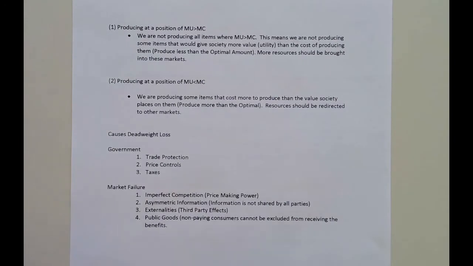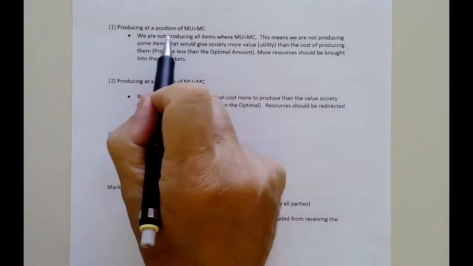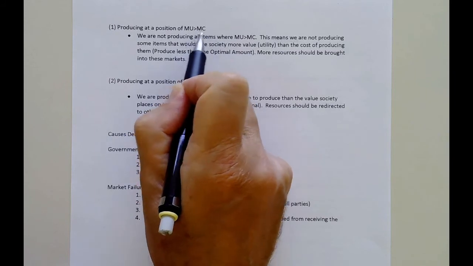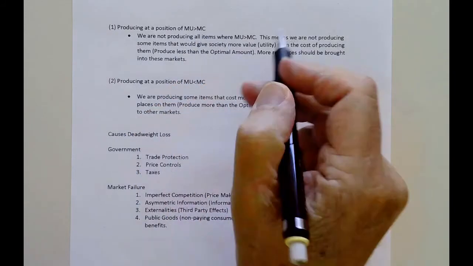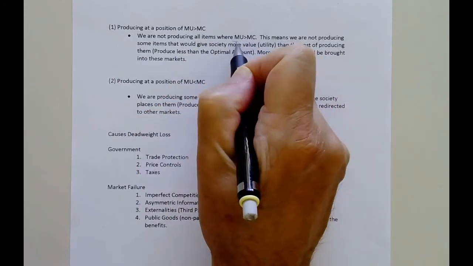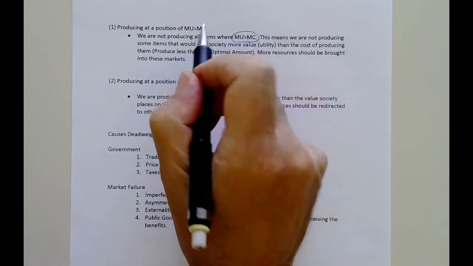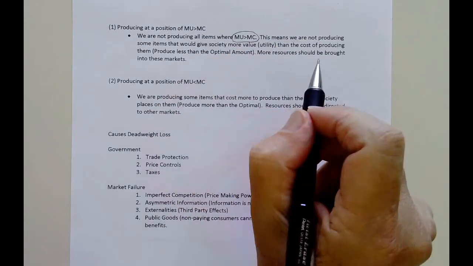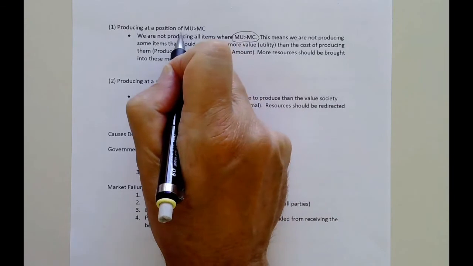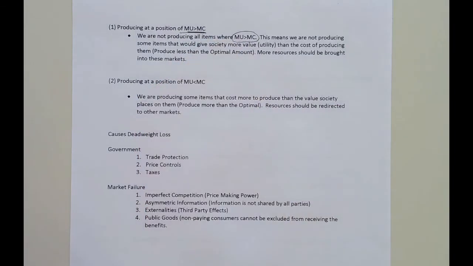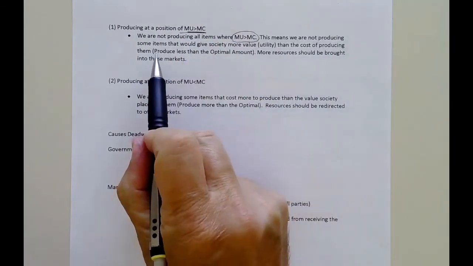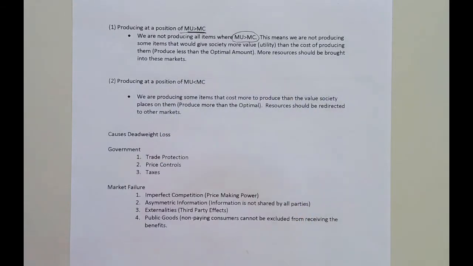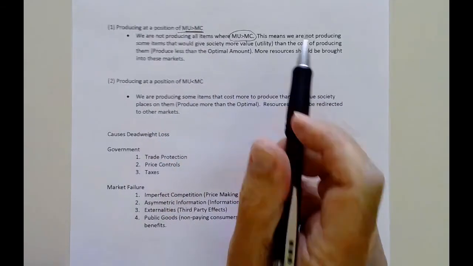The first way is to produce at a position where marginal utility is greater than marginal cost. The problem there is that we stop short. We're not producing all the items which have this condition. We produce some maybe, but not all of them. And the goal of our maximization of total surplus is to produce all goods that have this condition. This means we're not producing some items that would give society more value utility than the cost of producing them. We're producing less than the optimal.